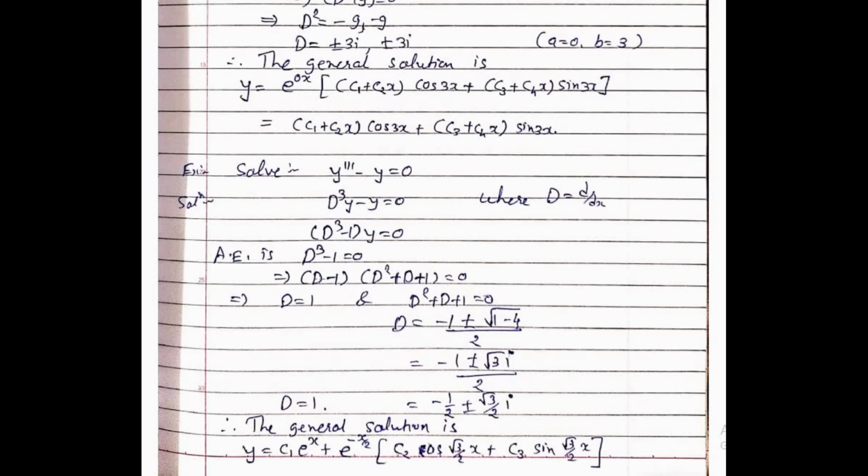Correct? And therefore this one is real non-repeating, and this is complex non-repeating. So e raised to alpha x, that is c1 e^(m1 x), and here the real part is -1/2, that will be in the power of e, and the imaginary part is √3/2, that will be in the cos and sin. So c1 e^x + e^(-x/2)(c2 cos(√3/2 x) + c3 sin(√3/2 x)). So this is the method to find CF.